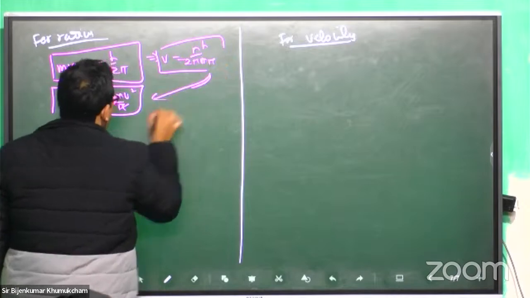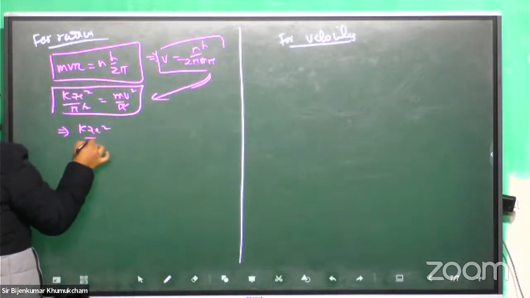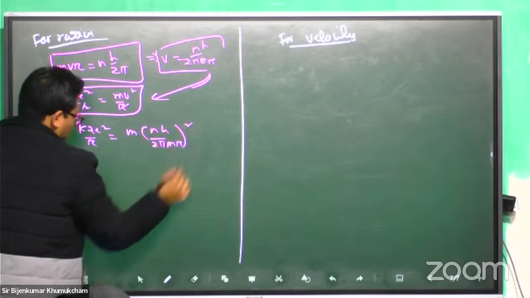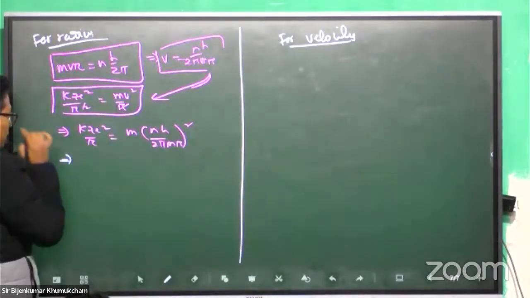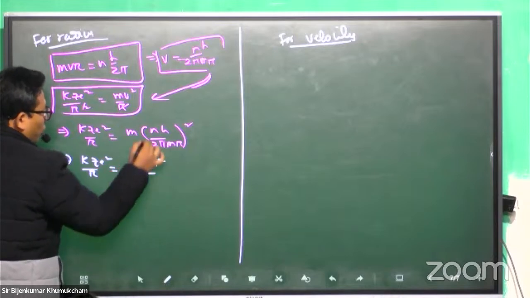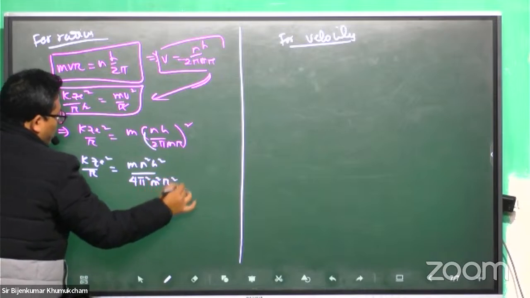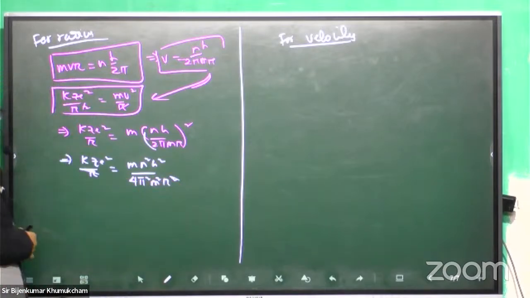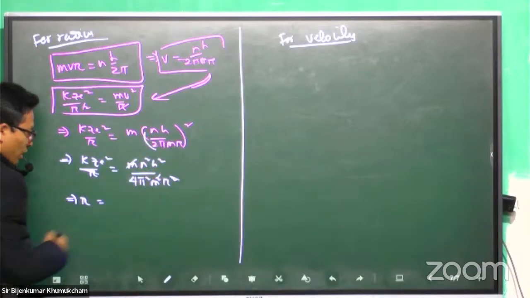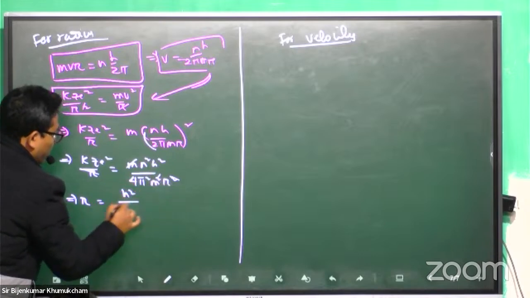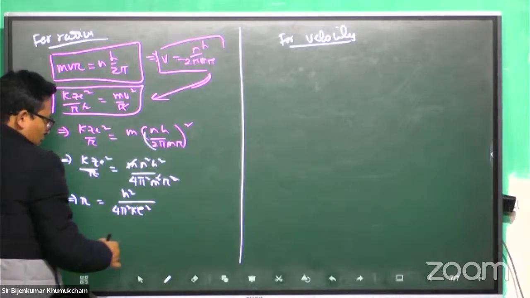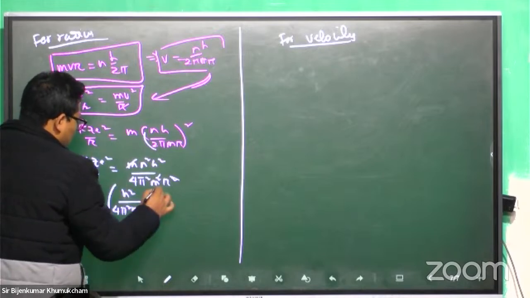Using m r here implies k Z e square divided by r equals m times n h by 2 pi m r, the whole square. This implies k Z e square divided by r equals m n square h square by 4 pi square m square r square. Solving for r, it will be n square h square divided by 4 pi square k Z e square m, so r is proportional to n square by Z.